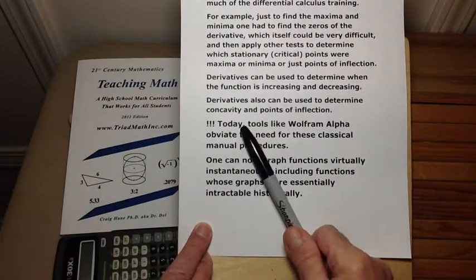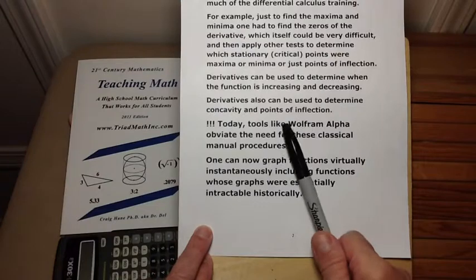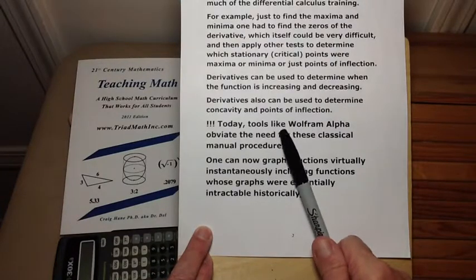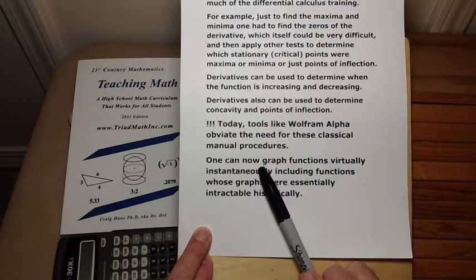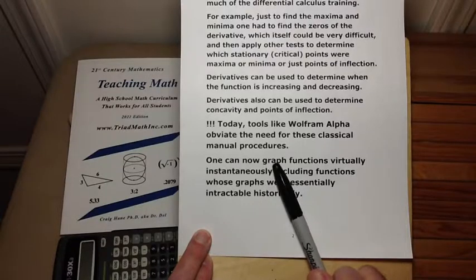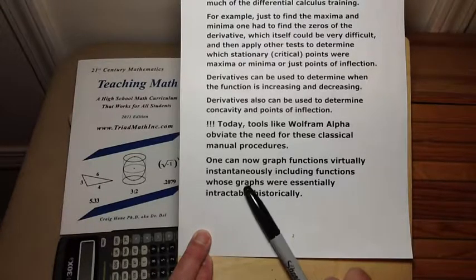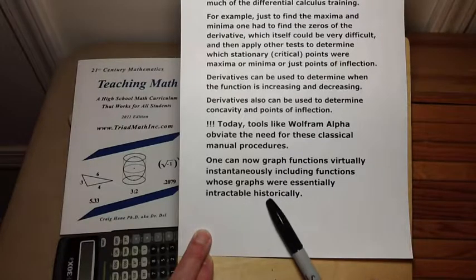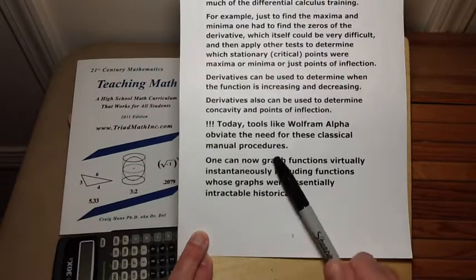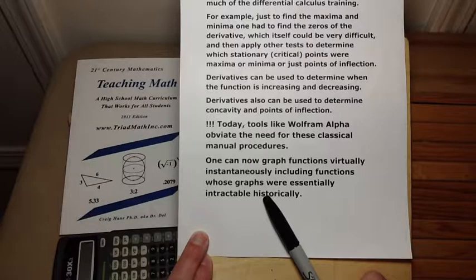But as you've now learned today, tools like Wolfram Alpha obviate the need for these classical manual procedures. In fact, you can now graph any function virtually instantaneously, and that includes functions whose graphs were essentially intractable to graph historically. In fact, we had to limit the functions we graphed historically to ones that we could handle manually.